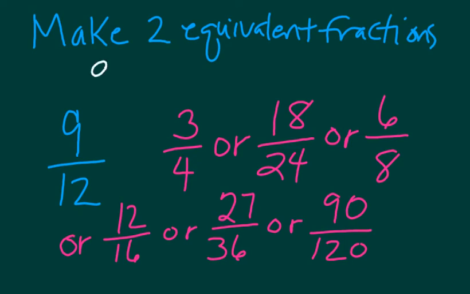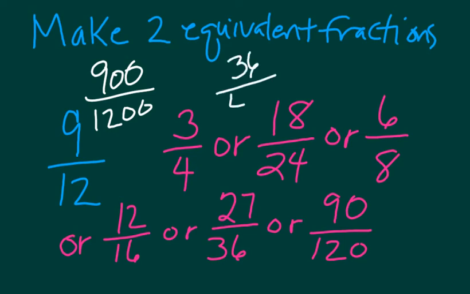Another one I can think of is, how about 900 over 1200? That's equivalent. Here's another one I just thought of. How about 36 over 48? There's tons of them. So, if you didn't get one of the ones I talked about, or both of the ones I talked about, because remember you have to have 2, then ask me tomorrow.